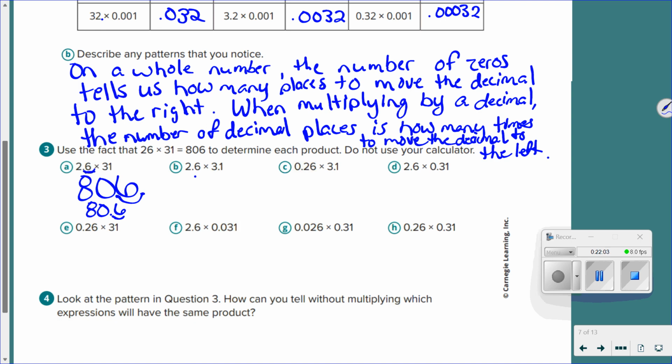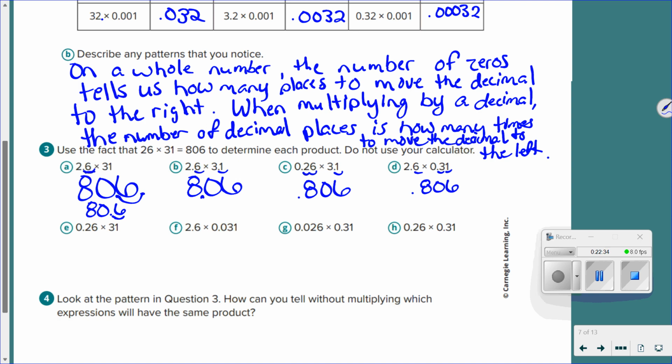Okay, again, I told you you could have 806 for each problem. This time I have 2 numbers after decimals in my problem. How many should I have in my answer? Also 2. Does that make sense? This time I have how many decimal places? 3. So I should have 3 numbers after the decimal. This one I also have 3. So I should have 3 numbers after the decimal.